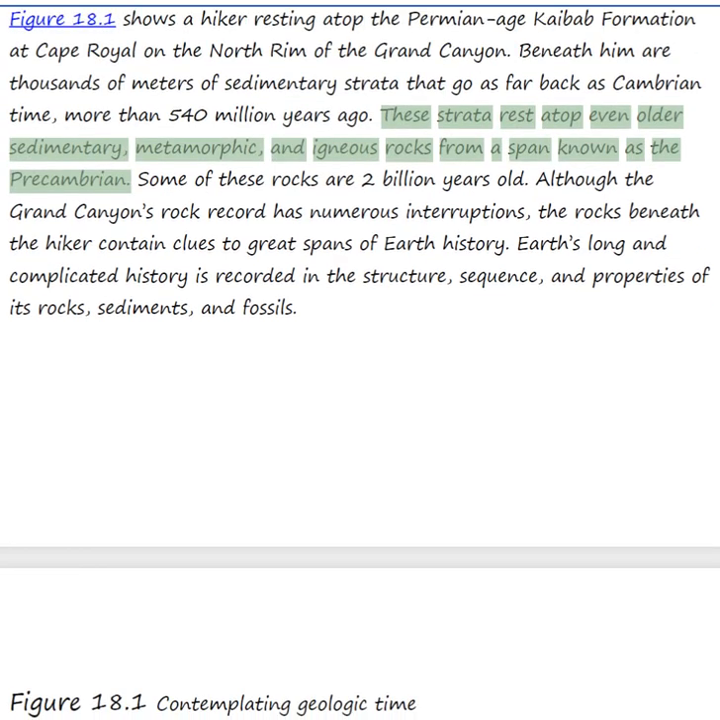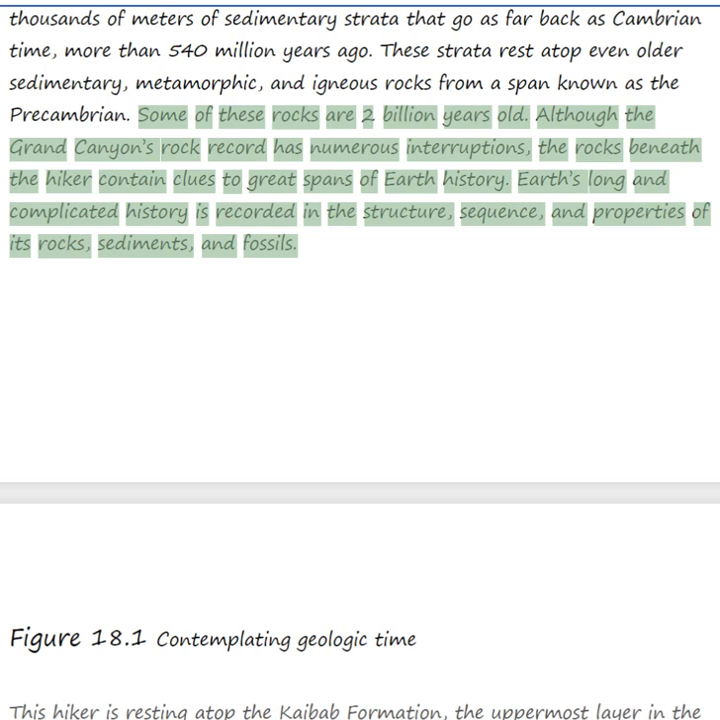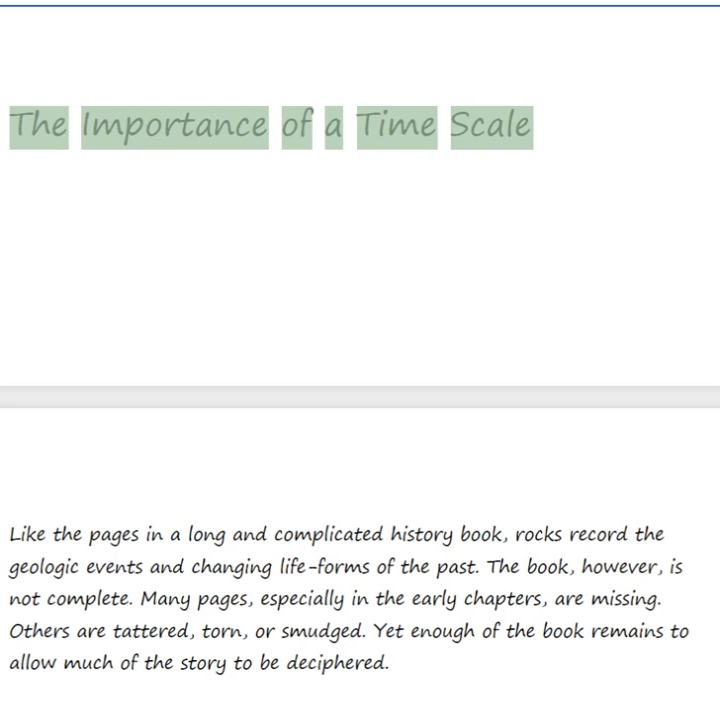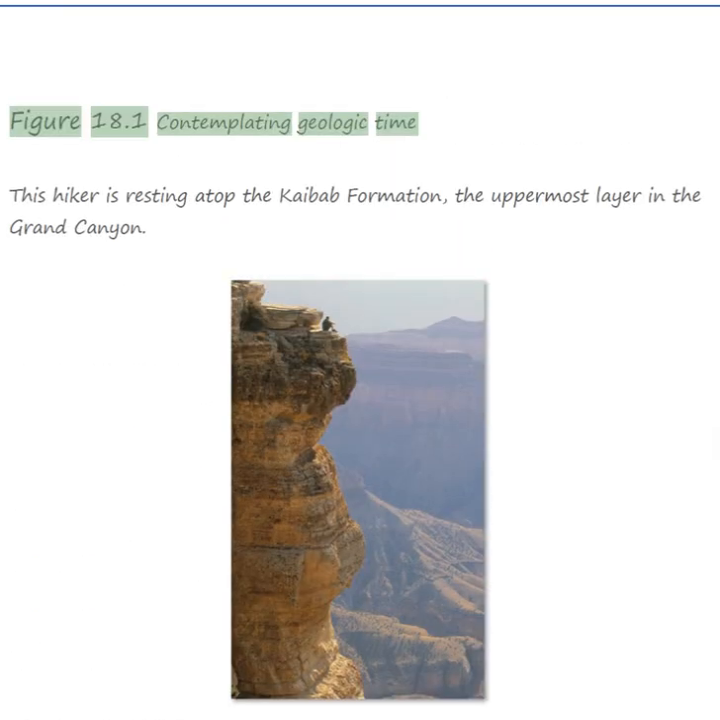These strata rest atop even older sedimentary, metamorphic, and igneous rocks from a span known as the Precambrian. Some of these rocks are 2 billion years old. Although the Grand Canyon's rock record has numerous interruptions, the rocks beneath the hiker contain clues to great spans of Earth history. Earth's long and complicated history is recorded in the structure, sequence, and properties of its rocks, sediments, and fossils. This hiker is resting atop the Kaibab Formation, the uppermost layer in the Grand Canyon. The importance of a time scale. Figure 18.1 Contemplating geologic time.